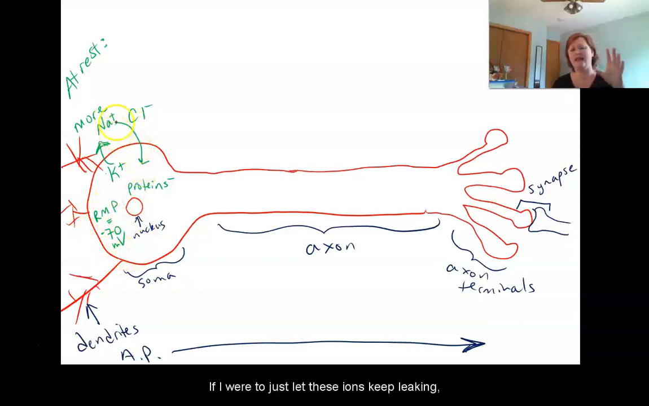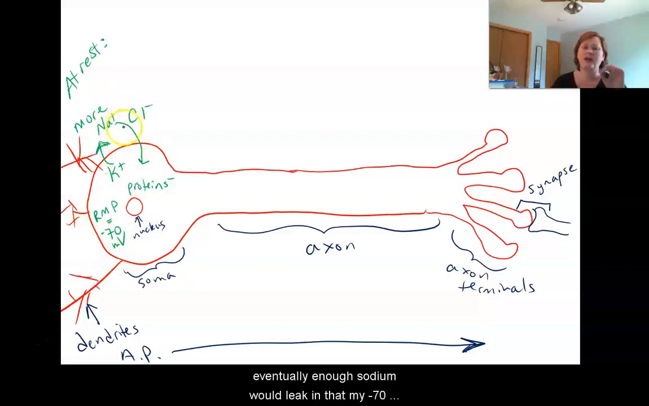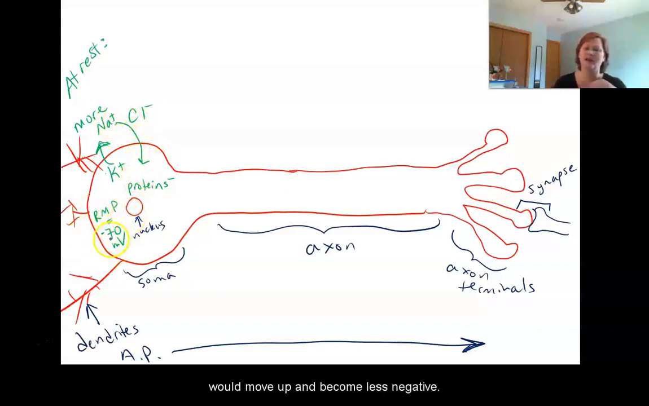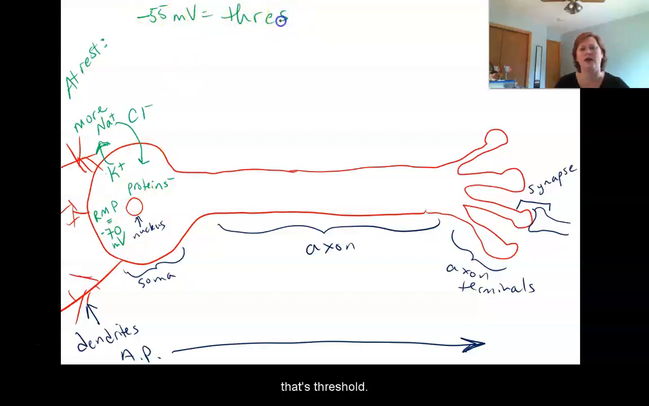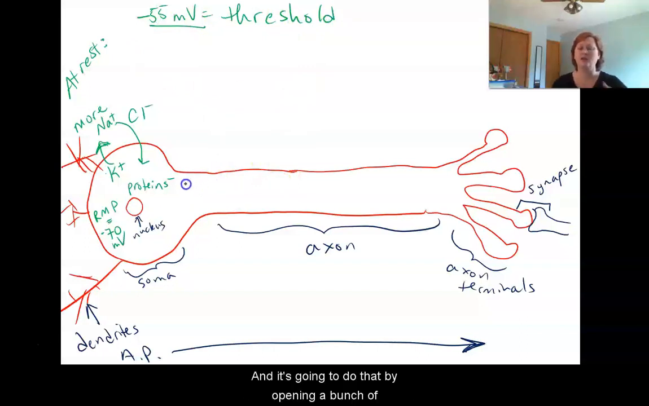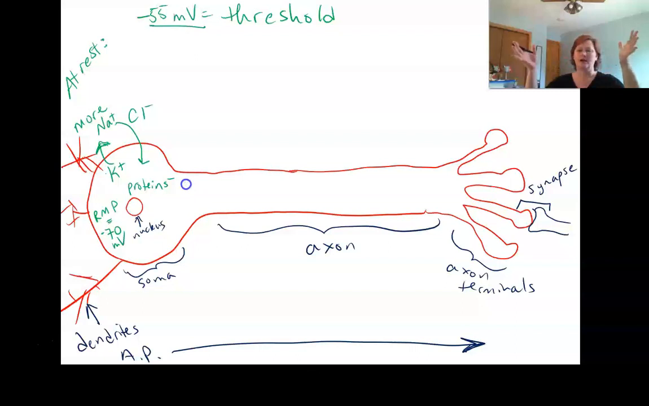If I were to just let these ions keep leaking, eventually enough sodium would leak in that my -70 would move upwards, become less negative. And if it hits a kind of magical number we call -55 or -60 millivolts, that's threshold, then my neuron is going to fire. So if the inside reaches -55, I'm going to fire. And it's going to do that by opening a bunch of gated channels that are going to allow ions just to flood into the cell.